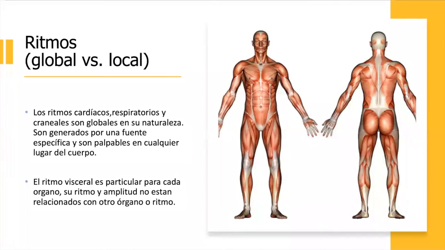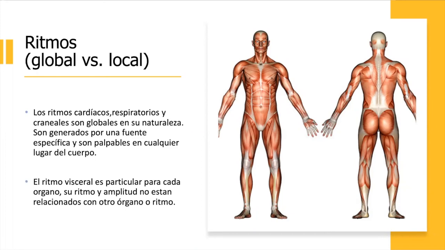Some rhythms are global and some are local. So cardiac, respiratory, cranial, these events are global. There's a cranial rhythm and that rhythm is palpated happening at the same time throughout the whole body, whereas visceral is local to the individual organs. Entonces tenemos los ritmos globales, el ritmo global y el ritmo local. Los ritmos cardíacos y respiratorios son globales. ¿Ya? Y por ejemplo, el ritmo visceral es un ritmo local.